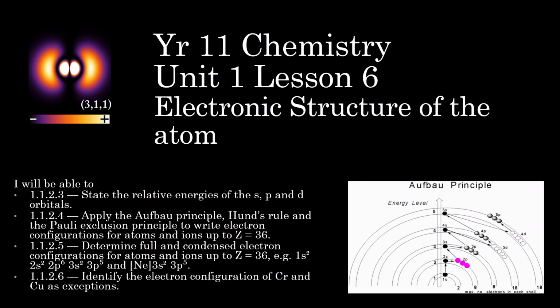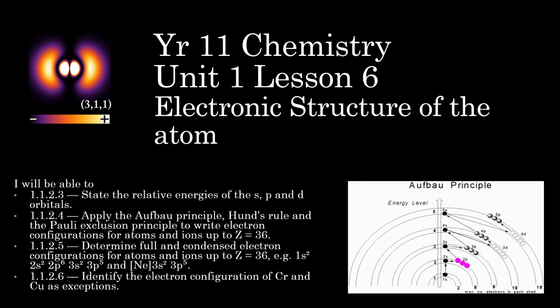The goal for today's lesson is to look at the relative energies of the different locations where they sit. We call them orbitals. So we've got the s, p, and d. We've also got the f electron orbital as well. We can talk about that briefly. Talk about the Aufbau principle. That's just German for building up.